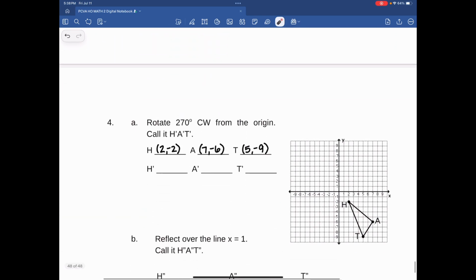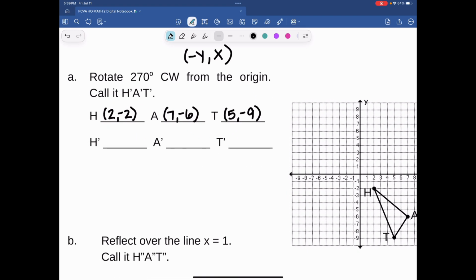All right, so our rule here is that we are going to flip the x and y, and then we're going to inverse the sign of y. So this is for H prime, for our rotation. This is going to become negative. We have -2 as the y, so that's going to become +2, and the x, 2, is going to stay the same. My y is going to change to a +6, and my x is going to stay the same. And then my y is going to become +9, and my x is going to stay the same.